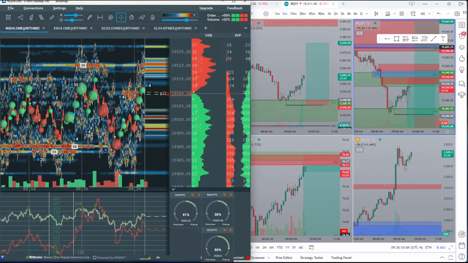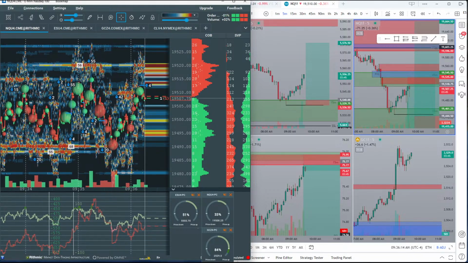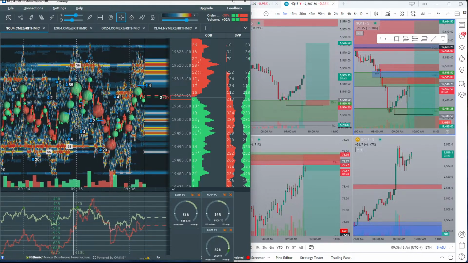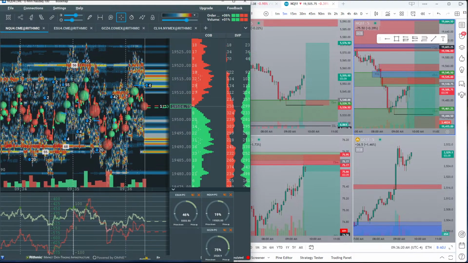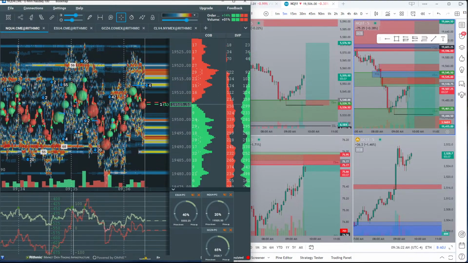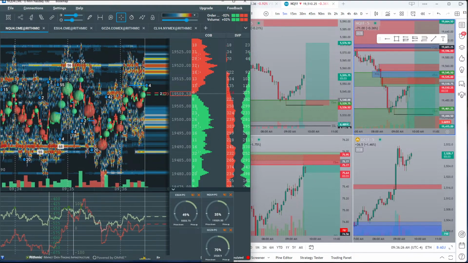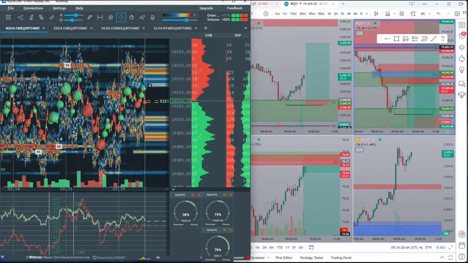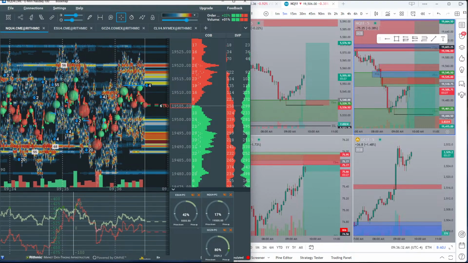NASDAQ bouncing off of interday VPOC, headed north, possibly. Gold looks pretty strong. Crude oil starting to reject the supply zone. But remember, guys, that 5 minutes did not look good for an entry just yet, so we're staying patient. I want to pop here on the NASDAQ so it could drop for the next 2 minutes on this 5-minute candle.